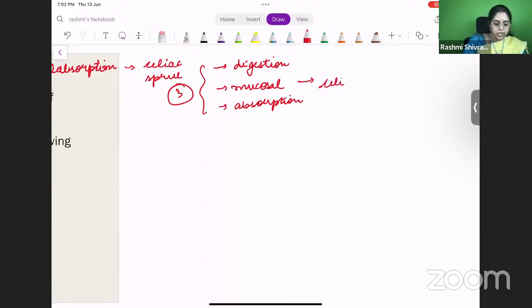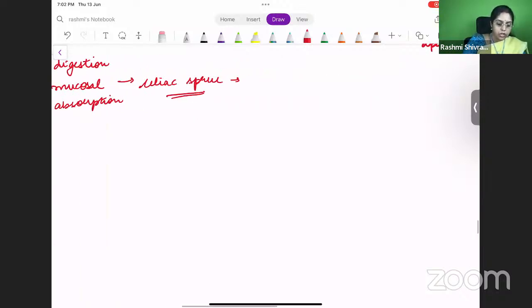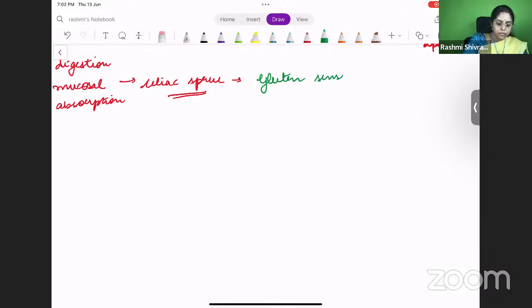So what happens in celiac sprue? What is it otherwise called? It is also called gluten-sensitive enteropathy, right? The patient is sensitive to gluten. It's called gluten-sensitive enteropathy.